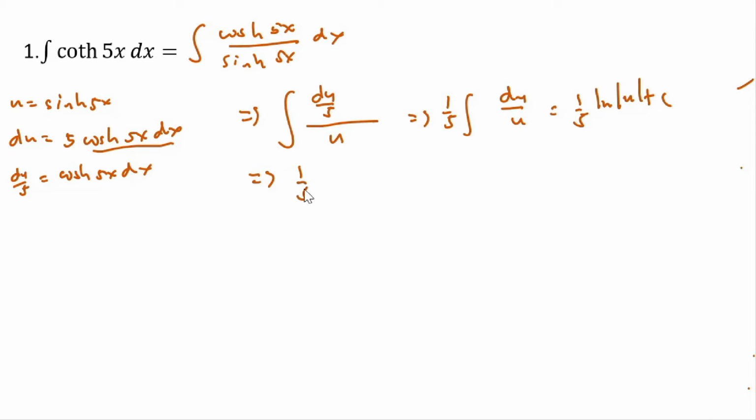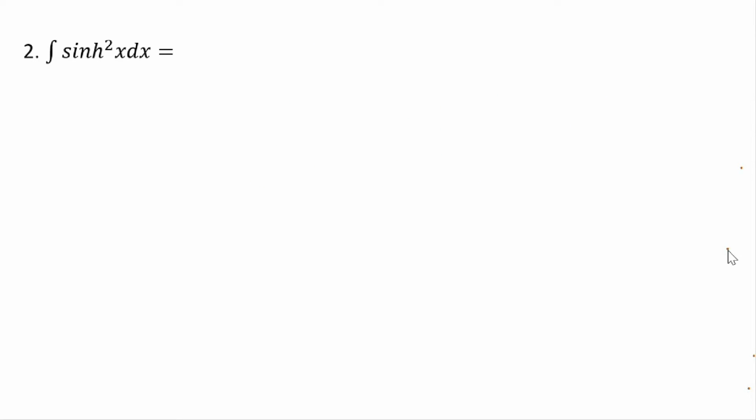So I can now write this as 1/5 times ln of u, which is hyperbolic sine of 5x, plus a constant. Okay, for number 2, we have the integral of the square of hyperbolic sine of x dx. In this case, we are going to use the identity for the square of hyperbolic sine of x. So the identity for the integrand is equal to hyperbolic cosine of 2x minus 1, all over 2, dx. So I can remove the denominator of 2, writing it here before the integral.